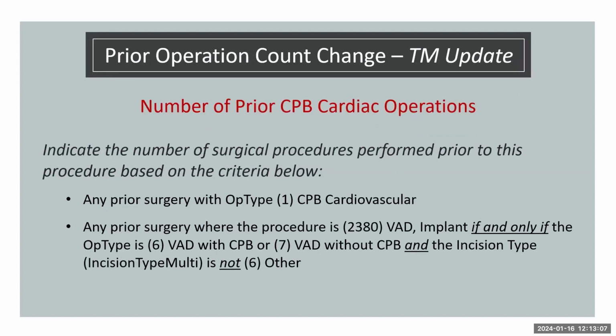What the training manual will look like now for the number of prior CPB cardiac operations, where we're going to indicate the number of surgical procedures performed prior to this procedure based on the criteria below. And again, bullet point number one is unchanged: any prior surgery with op type 1 CPB cardiovascular. And now we are including any prior surgery with a procedure 2380 VAD implant if and only if the op type is 6 VAD with CPB or 7 without CPB, and the incision type is not other.